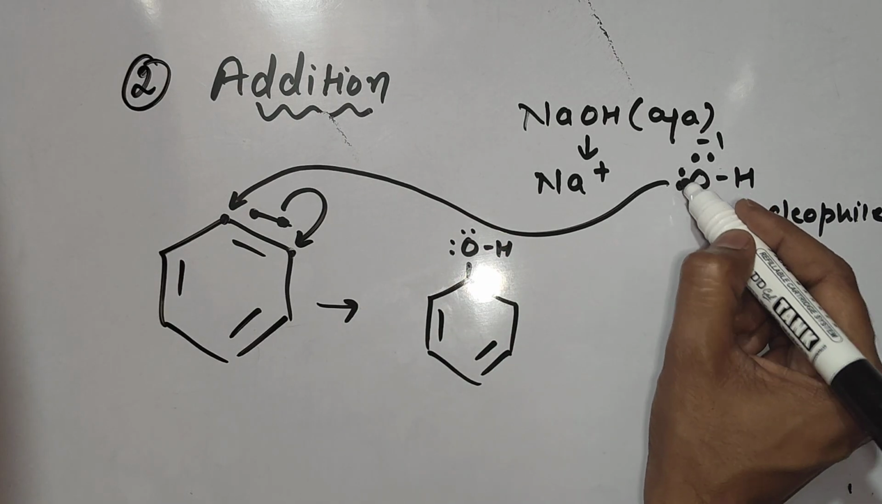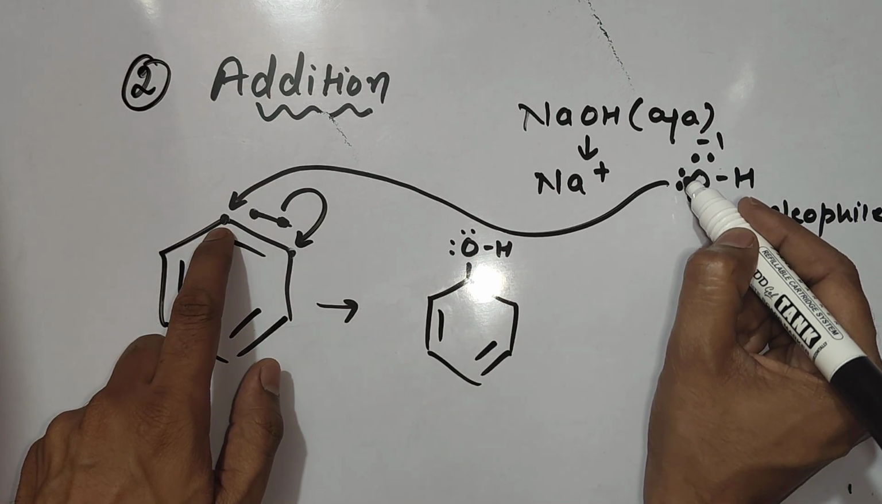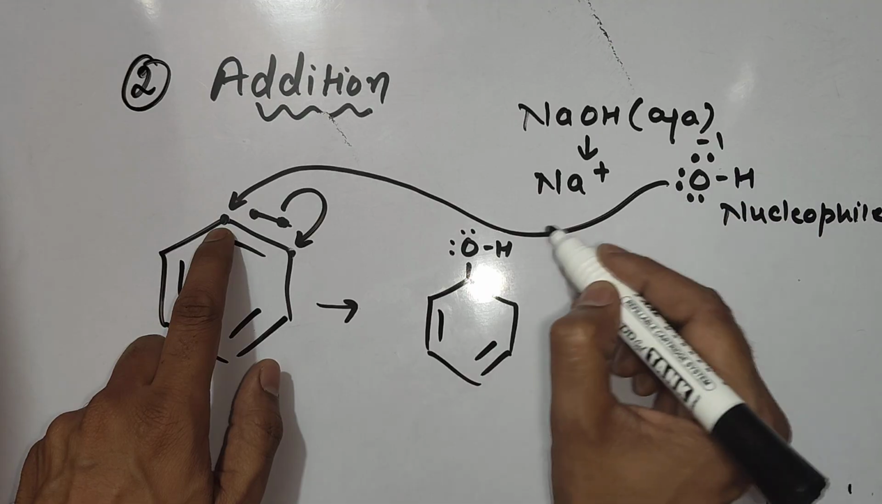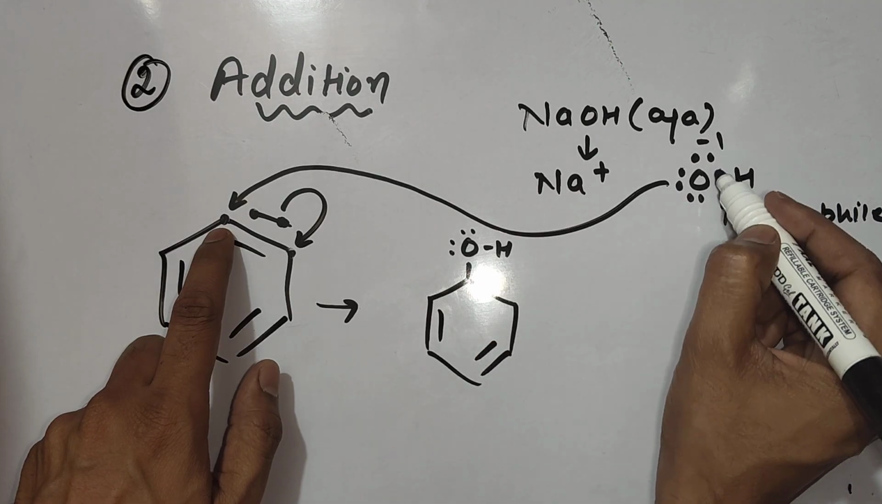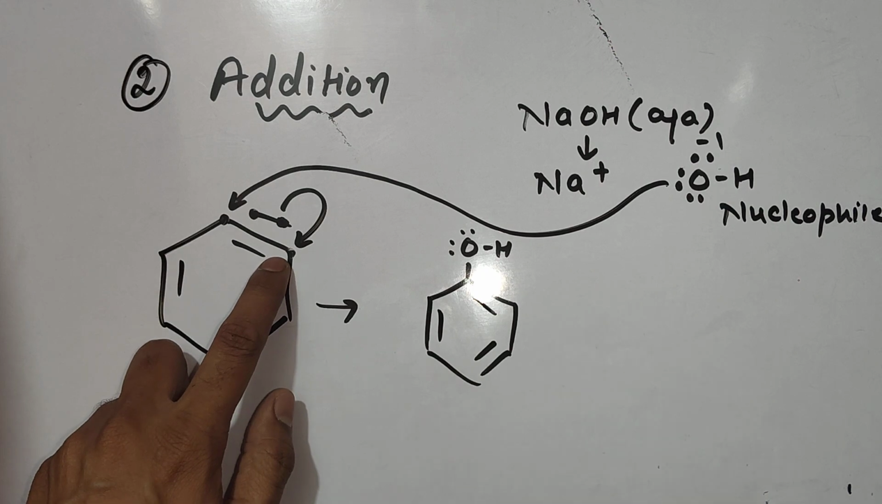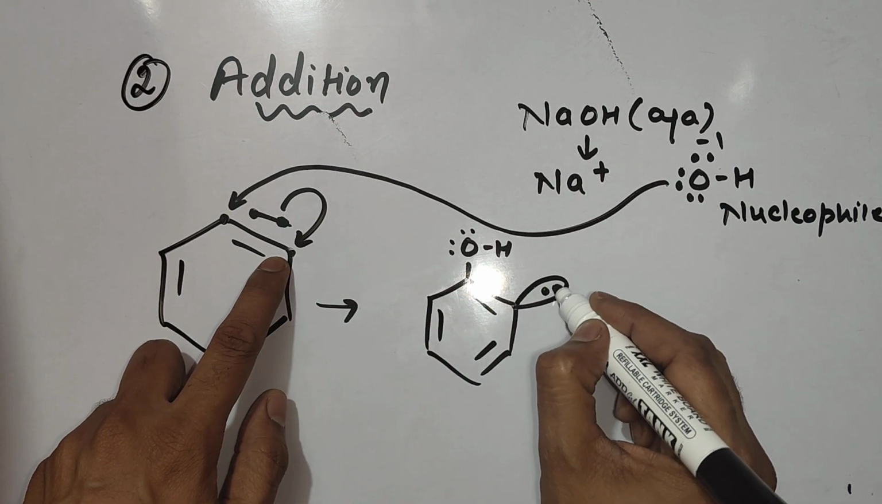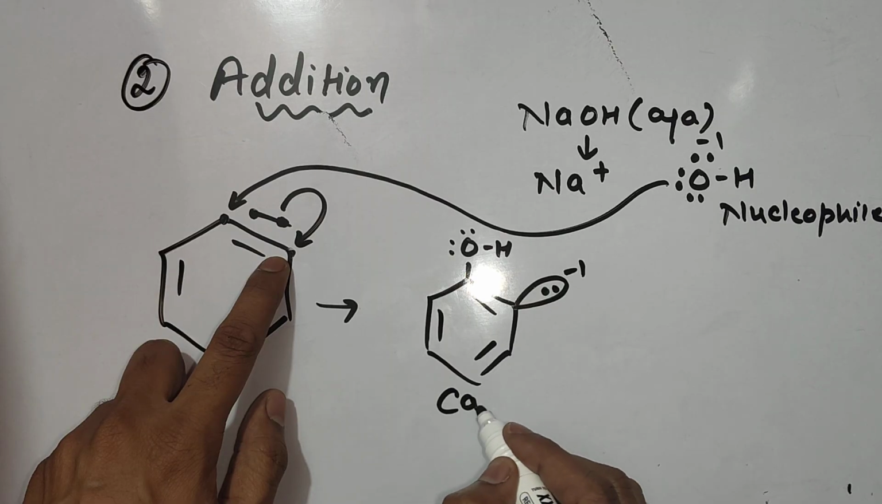This oxygen will make a dative bond with this carbon. In this bond, 1 electron will completely transfer toward carbon. So its negative charge will finish, it will become neutral. And here this carbon will get this pair of electrons back on it, making itself a carbanion.